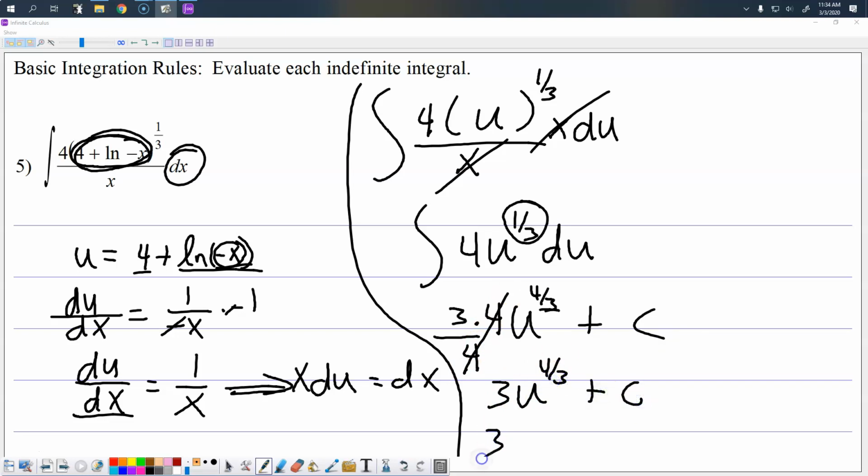Now we want to make sure we replace the u at the end with what u equals. U equals 4 plus ln of negative x.